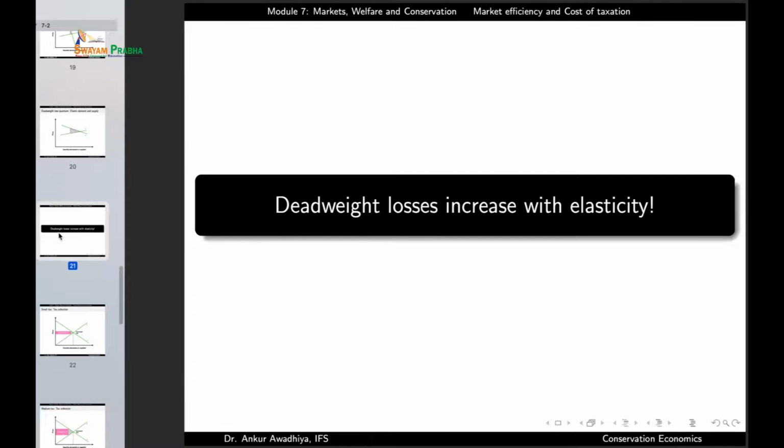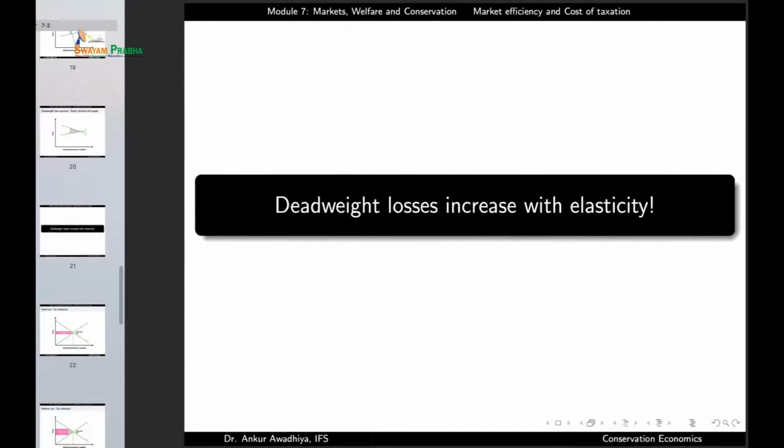If the demand is elastic, we will have a higher deadweight loss. If the supply is elastic, we will have a higher deadweight loss. If demand and supply are both elastic, then we will have a much larger deadweight loss. So this is a result that we are observing, that if the quantum of the taxation or the size of the tax is kept the same, but the elasticity of the demand and supply curves is changed, then we can observe that the deadweight losses will increase when demand and supply curves become more elastic. So this is the result that the deadweight losses increase with elasticity.